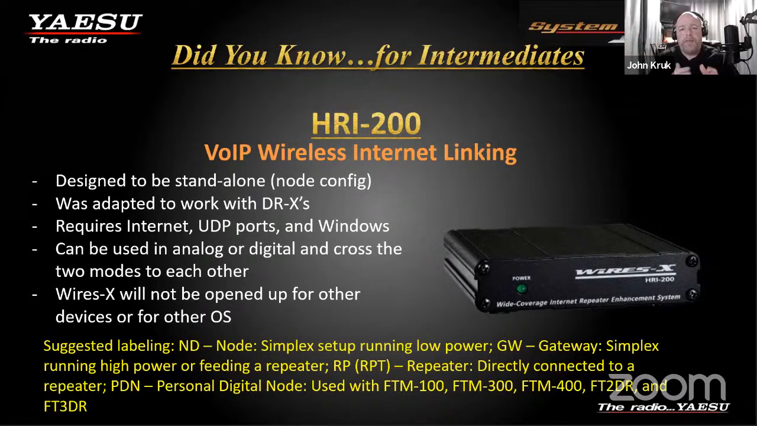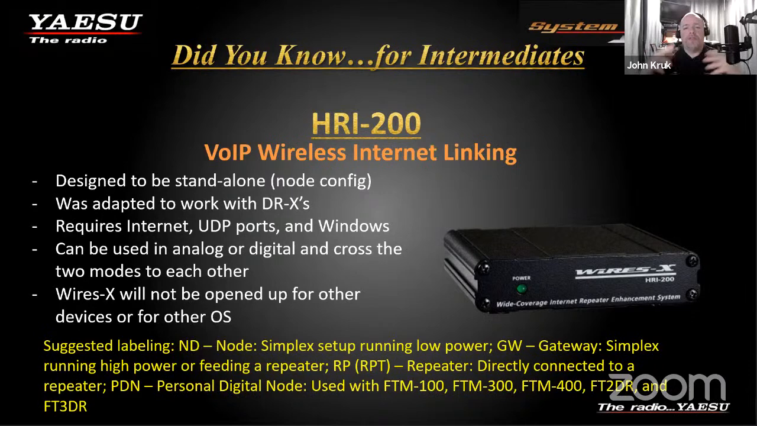In addition, people have asked, how do I do the nomenclature? When it comes to a Wires X device, your call sign is what will show up on the Wires X network, but there's enough room to put a dash on there. So we said, put an ND after your call sign if it's simplex and running low power. That's usually the default when you get a Wires X ID issued to you. If you're going to be running a gateway, we say put GW.